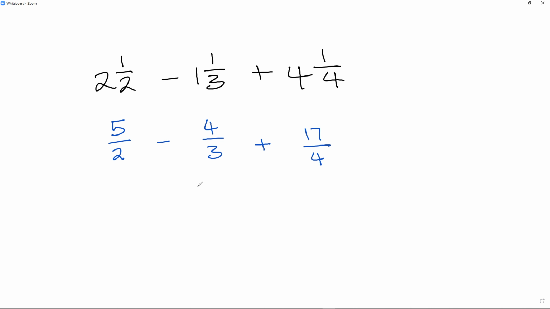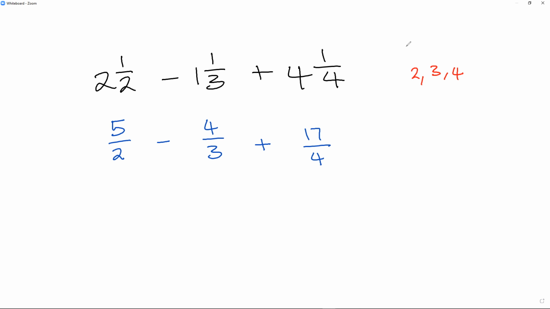Now, my common denominator, I have to think about it very carefully, right? What number can 2, 3, and 4 divide into? If I look at my denominators, 2, 3, and 4, what can they divide into? Can they divide into 4? Can 4 divide by 3? No. Can 4 divide by 4? Yes, but 4 definitely can't work. What about 8? Definitely can divide by 2, but not the others.